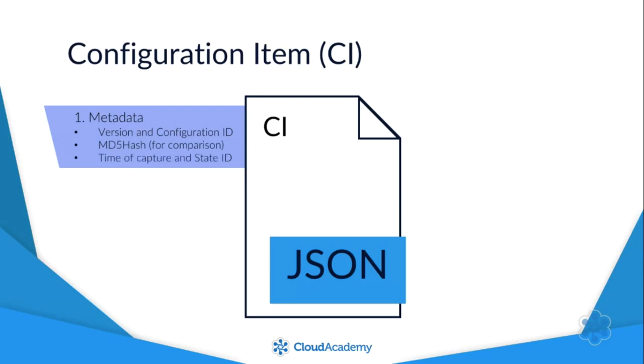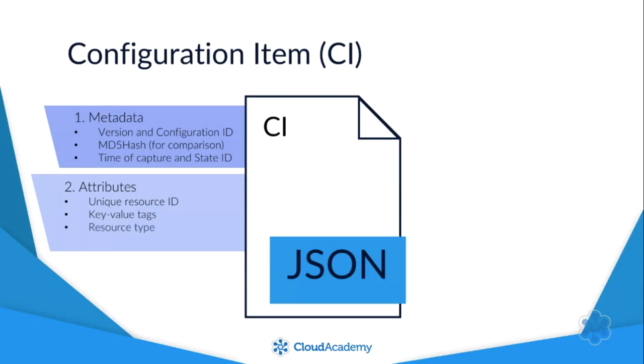And then we have the time of the capture and state ID, which puts the CI for a particular resource into an order of sequence, which is useful when multiple CIs for the same resource are sent to the configuration stream. Attributes. This holds common attribute information against the actual resource. Within this section, we also have a unique resource ID and any key value tags that are associated to the resource. The resource type is also listed.